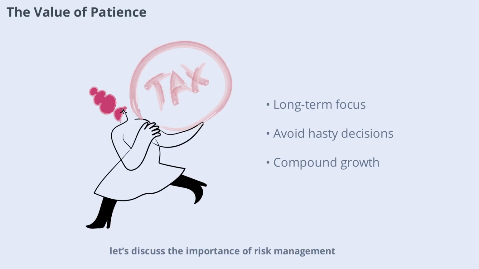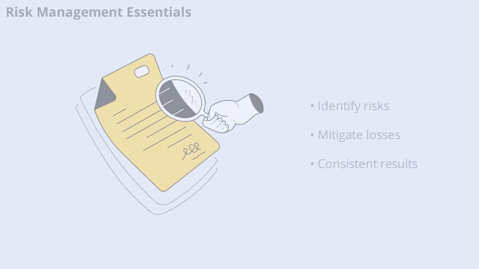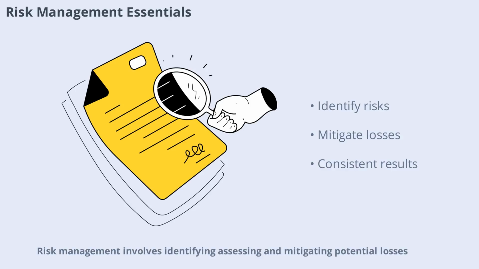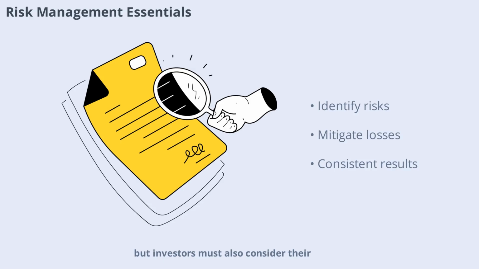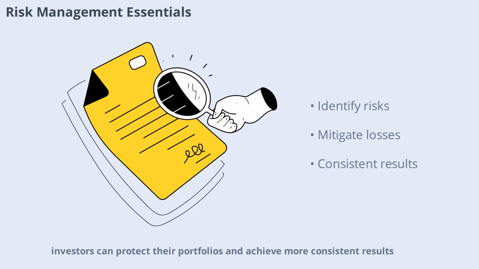Next, let's discuss the importance of risk management. Risk management involves identifying, assessing, and mitigating potential losses. Economic indicators can help highlight risks, but investors must also consider their own risk tolerance and financial situation. Using stop-loss orders, diversification, and insurance are common risk management strategies. By proactively managing risk, investors can protect their portfolios and achieve more consistent results.